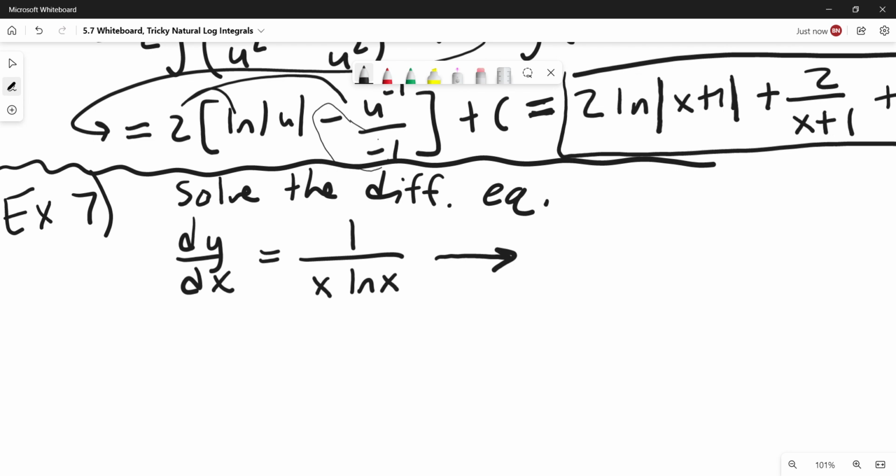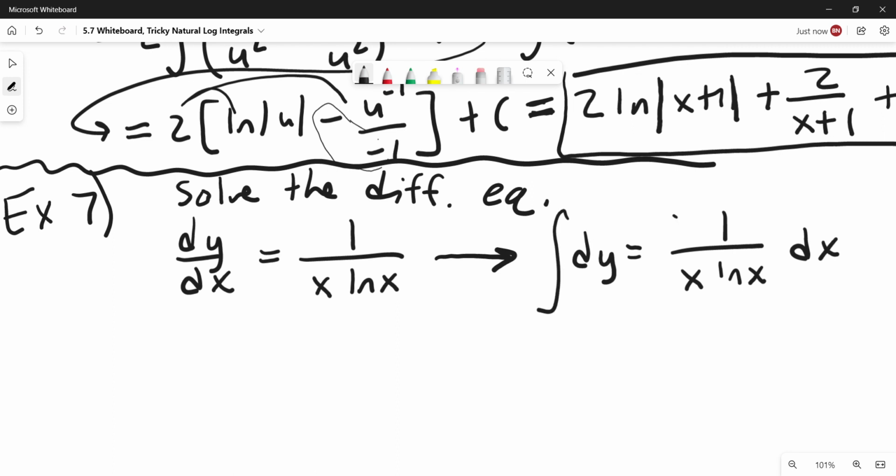How we're going to actually end up thinking of solving differential equations is separating all the y's and the x's. So we're going to end up rewriting it like this, multiplying both sides by dx and then integrating both sides. The right side is just the normal integral that you would normally be asked, and the left side is literally just a y, right? So then it would be y equals this thing with a plus c at the end.